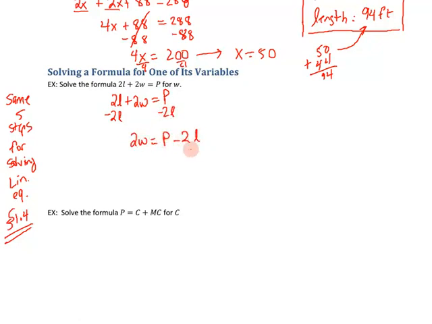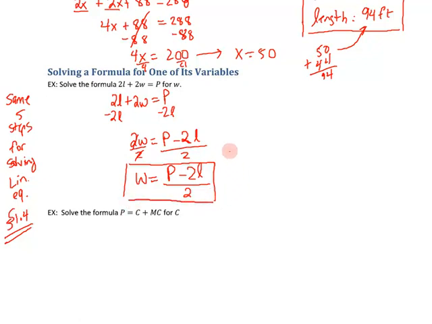Notice how I can't combine those because they're not like terms, but I can still leave them in there. That doesn't mean it's incorrect if I can't combine them. I can't simplify it any further. But I haven't got the W quite by itself yet. I've still got a 2 times it, so I'll divide both sides, all of that side, by 2, and I'll end up with W is equal to P minus 2L, all divided by 2. That formula now is solved for W. Okay?